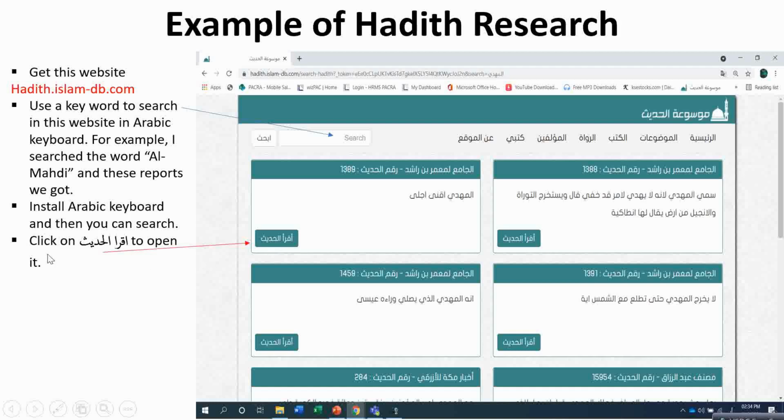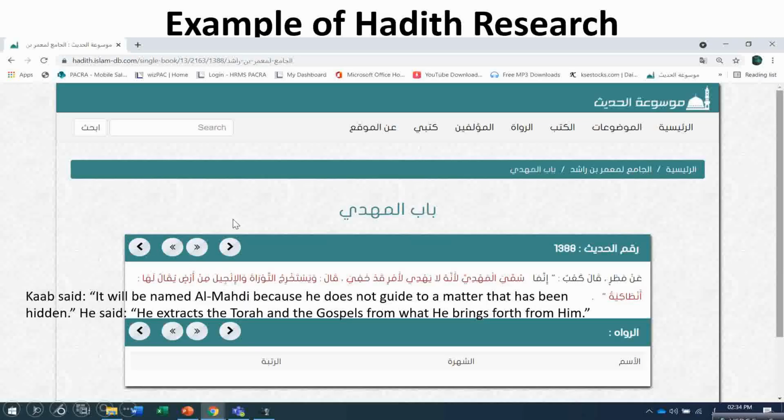Just as an example, I searched here for Al-Mahdi and then looked at different reports. In one report we see a scholar whose name is Matar, who said that Mr. Kaab said, and I have mentioned its translation: it will be named Al-Mahdi because he guides to a matter that has been hidden. He said he extracts the Torah and the Gospels from what he brings forth. But it is not a report of the Prophet sallallahu alaihi wasallam. Some person, Kaab, said something, but we don't know who Mr. Kaab is. We don't know.